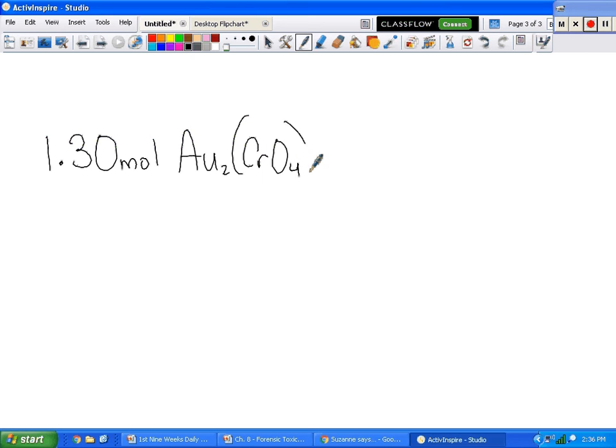Alright, so this time, I want to convert from 1.3 moles of gold 3, what's that polyatomic in parentheses? Chromate. Gold 3 chromate, and I want to determine how many grams that's going to be. Now, we always set it up as normal. If moles is on top and I don't want it, where do I put it to cancel it? Put it on bottom, and I got to go to mole to grams.